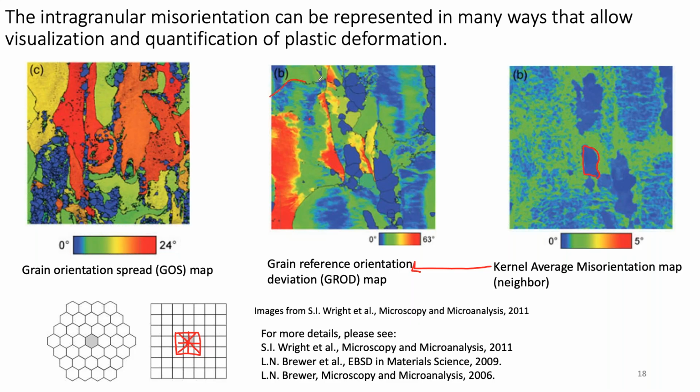Let's outline our grain here. Then I'm going to take that kernel for my whole grain, and I'm going to map the misorientation of every other pixel in reference to that kernel. That's what we're seeing. It's really good at visualizing curvature within grains, in a deliberate way. You have a deliberate starting point, which is the kernel that had the least amount of misorientation. So in any event, you're going to see grain orientation spread, GROD, and KAM maps in this talk.